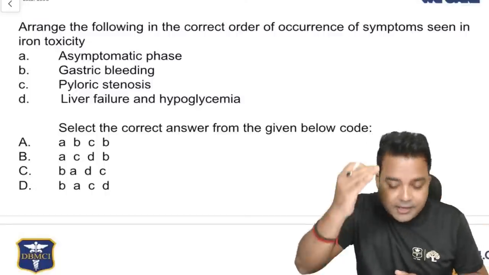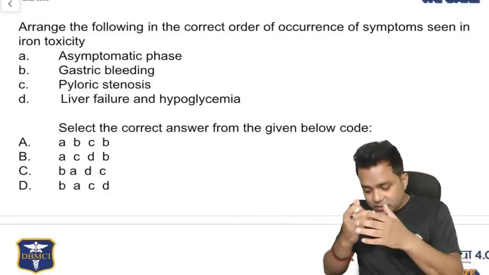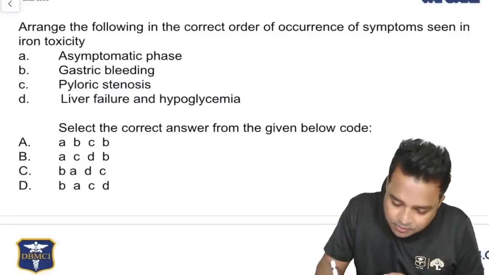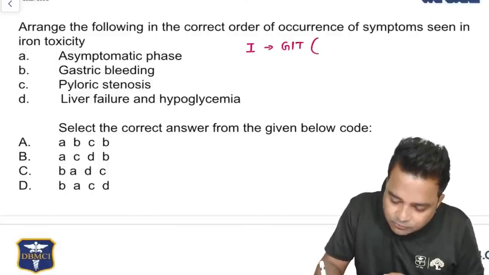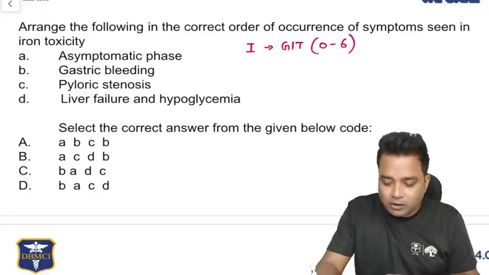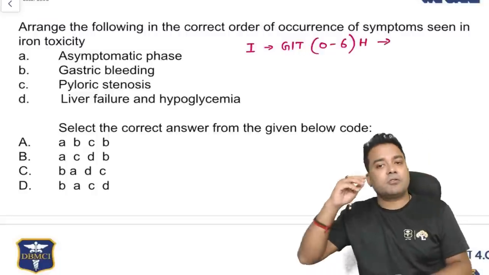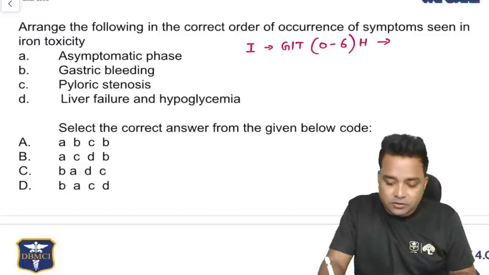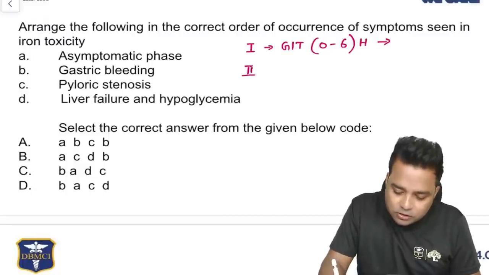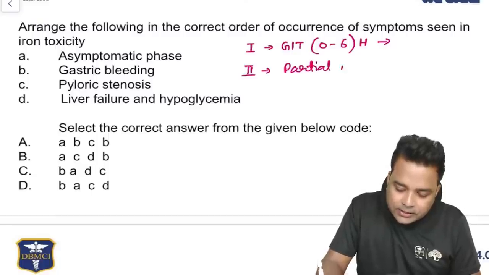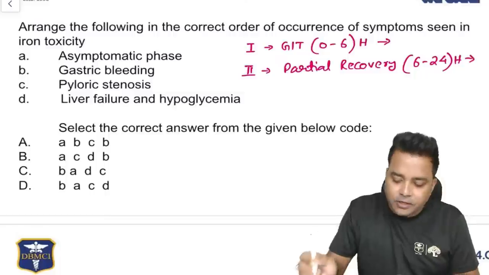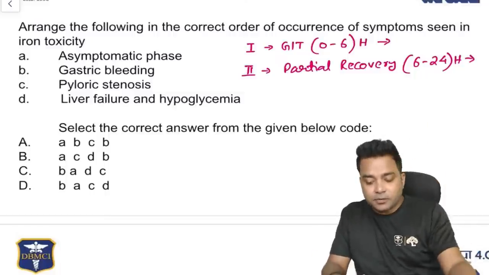Try to recall, iron poisoning, acute poisoning occurs in how many stages? Initially the patient goes in stage 1, which is said to be the GIT stage, which lasts for the first 6 hours, 0 to 6 hours, where the person will have features of GI bleeding, gastric necrosis and all those features. Then the patient goes in stage 2, which is the stage of partial recovery, or asymptomatic stage, from 6 to 24 hours, where it will appear as if the child has improved.